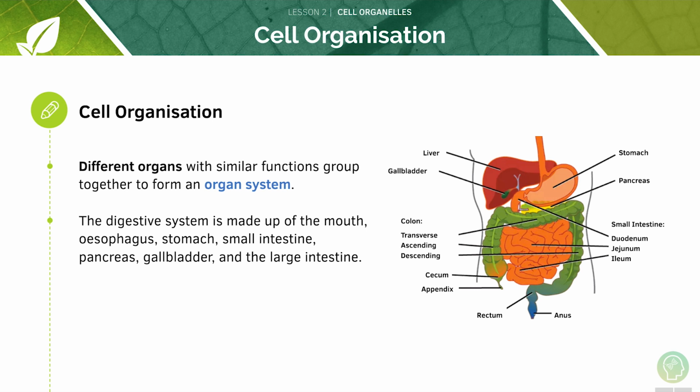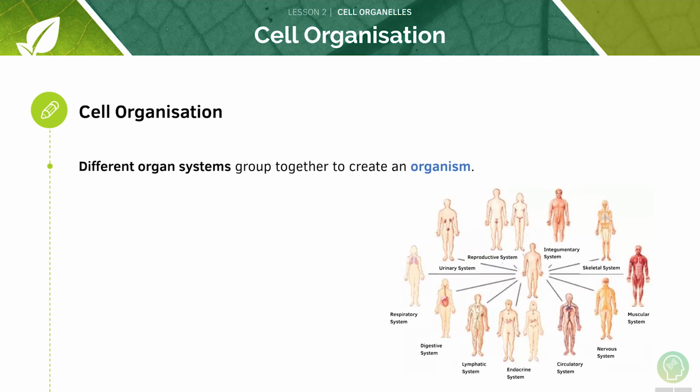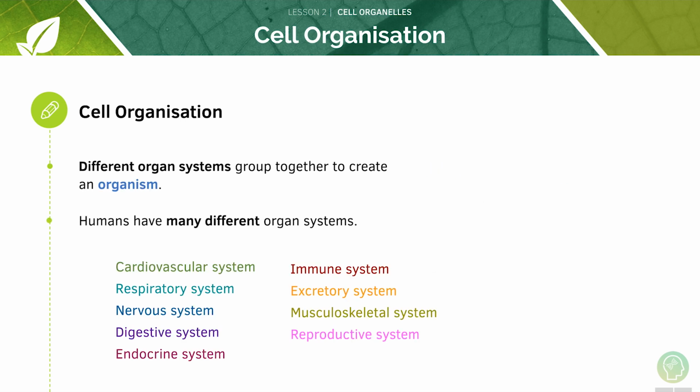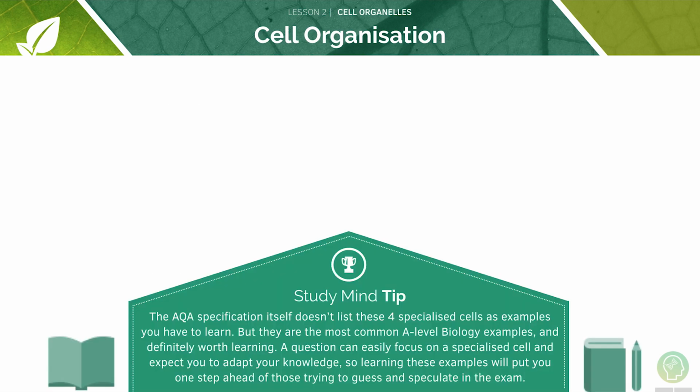The digestive system is made up of the mouth, esophagus, stomach, small intestine, pancreas, gallbladder, and the large intestine. Different organ systems group together to create an organism. Humans have many different organ systems. Some examples of the systems in the human body are shown here. These are the most common A-level biology examples of specialised cells, so they are definitely worth learning.